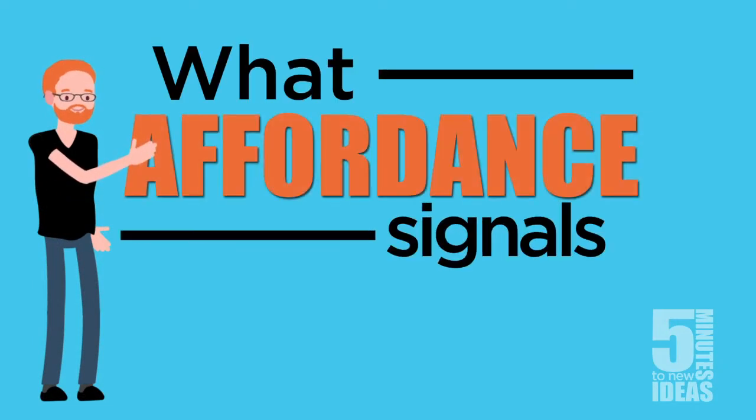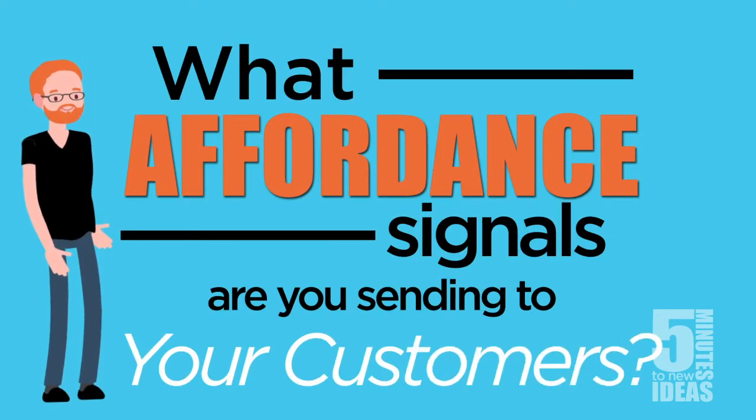So, ask yourself, what affordance signals are you sending to your customers? Maybe it's the front door. Is it a pull or a push? Or a user interface in your mobile app or website? Or maybe a feature available or unavailable with your product? How do you find these affordances that you can fix or leverage? By testing it with your customers.